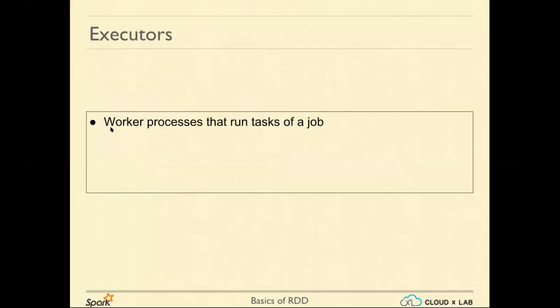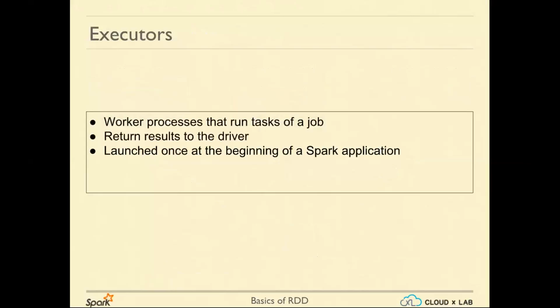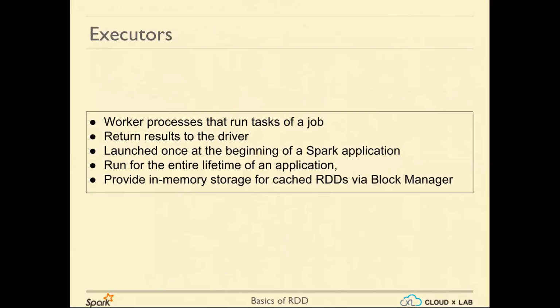All right. So the executors are the worker processes that run the tasks of a job. They return results to the driver and are launched once at the beginning of the Spark application. The moment you say action, it launches the Spark job and it launches the executors. They run for the entire lifetime of the application, and provide in-memory storage for cached RDDs via the block manager. So every executor's duty is to maintain the cache. Whenever we say persist or call cache, it keeps the data in memory using something called the block manager.